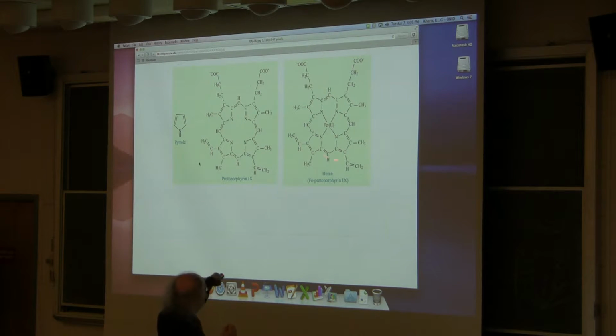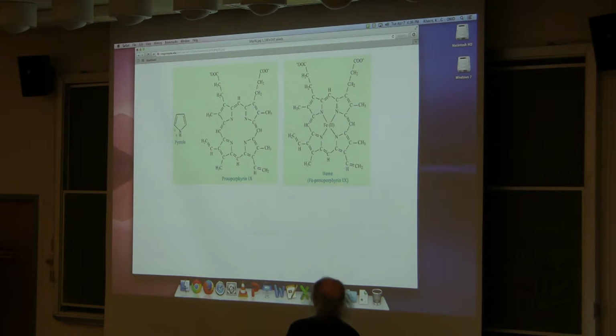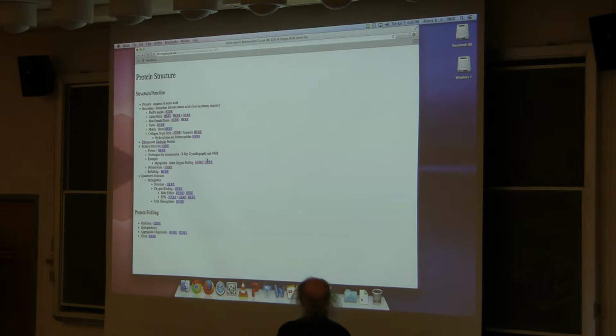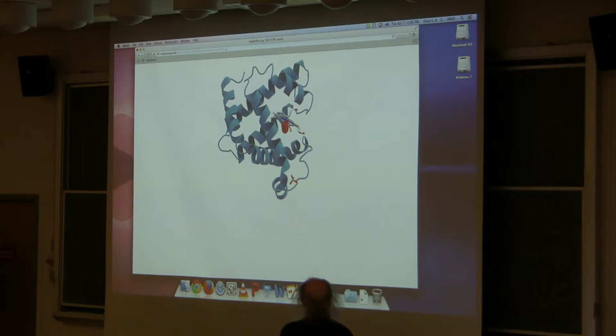It's this structure here that was that odd-looking structure back here. That's actually heme right there. You can see there's an iron, well, you actually can't see it, but there's an iron in the middle of that, and it's holding on to an oxygen right there.